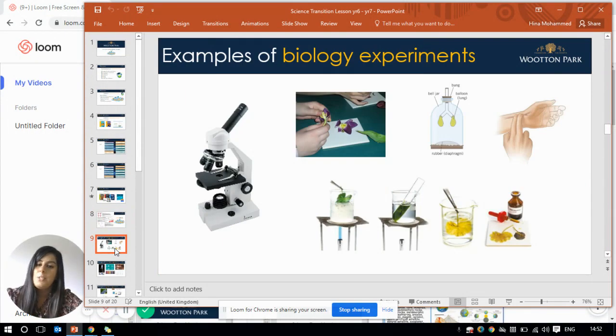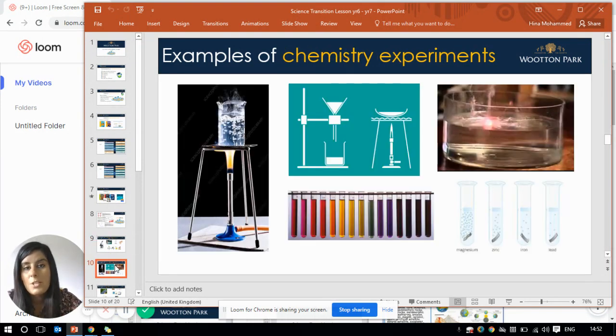Some of the experiments we do in Year 7 and 8, so for biology, we use microscopes, really exciting. We look at different types of cells, flower dissections. We look at models to explain some scientific concepts. We talk about health and diet and exercise, and we use indicators to look at components of cells. Chemistry experiments involve use of Bunsen burners, really exciting.